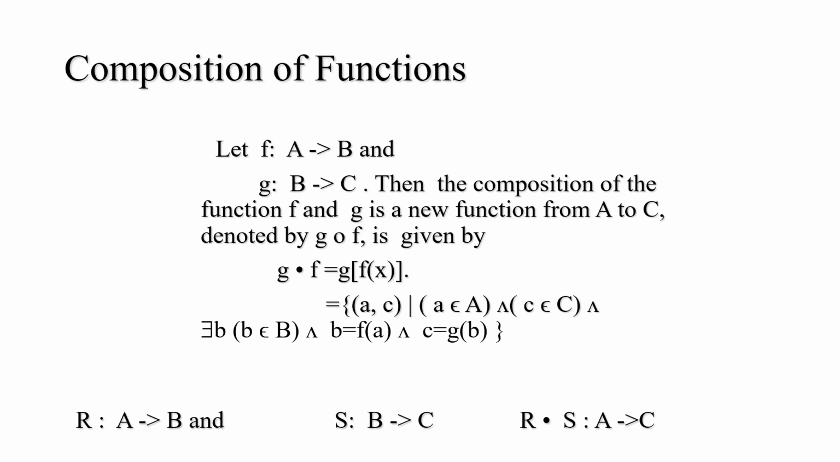Now we can see how to find composition of functions. We are familiar with composition of relations. That is, if R is a relation from A to B and S is a relation from B to C, then R composition S is a relation from A to C. Like that, if F is a function from A to B and G is a function from B to C, then the new function from A to C will be denoted as G composition F, not as F composition G. So G composition F will be a function from A to C.